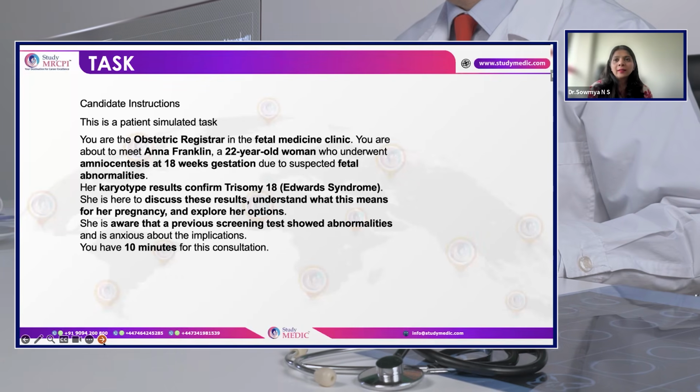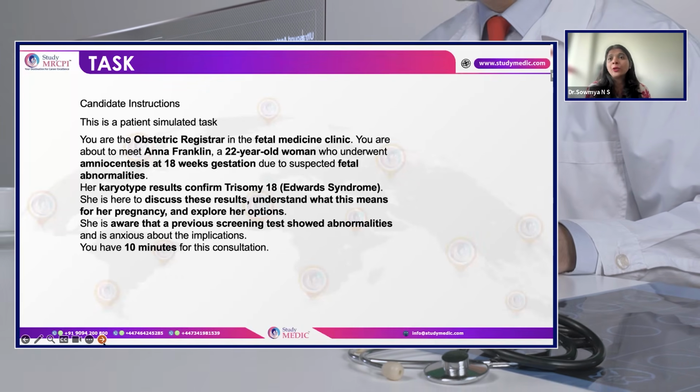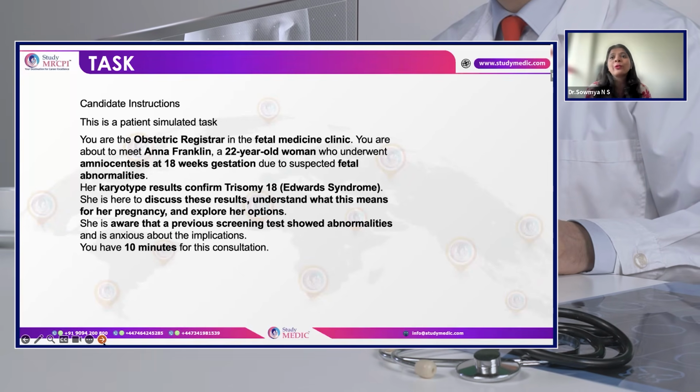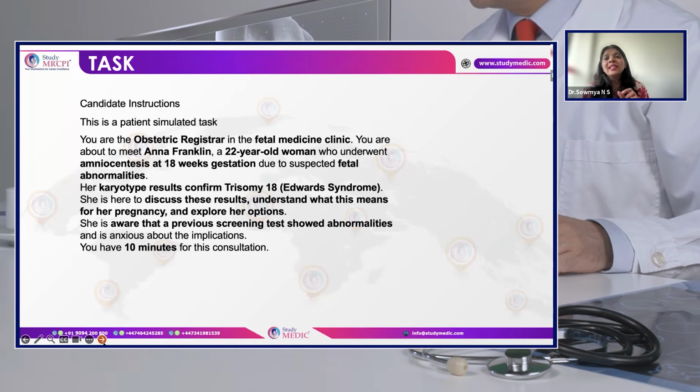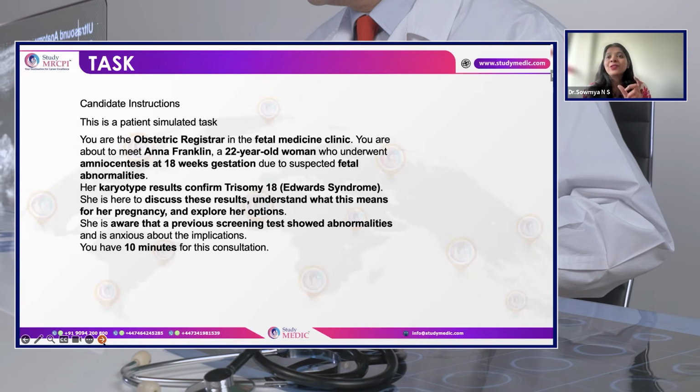Anna, I can see that you're really upset, but don't blame yourself. There is nothing you could have done for this, because this problem happens when the baby is forming inside the womb. This is a genetic problem.